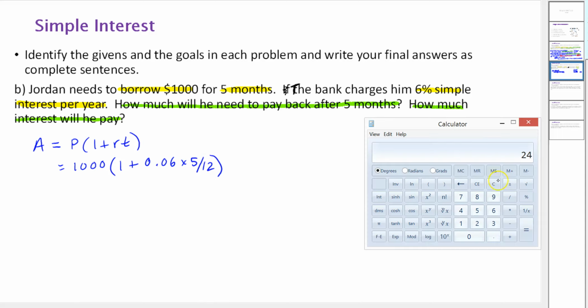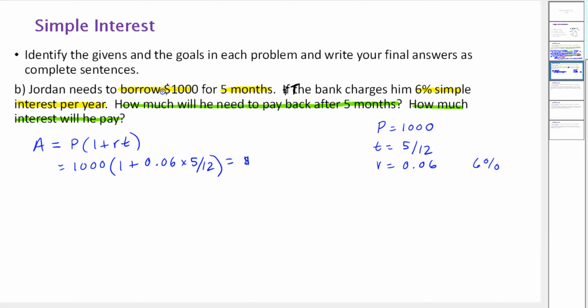So let's look at the calculator. 1,000 times parenthesis 1 plus 0.06 times 5 divided by 12, close parenthesis. And we get $1,025. So our answer as a complete sentence is: Jordan will pay back $1,025.